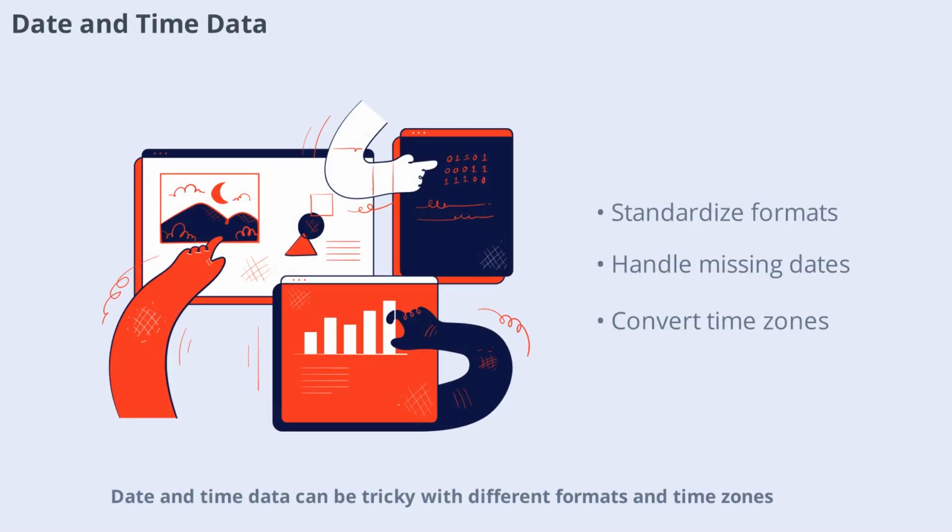Date and time data can be tricky with different formats and time zones. Cleaning this type of data involves standardizing formats, handling missing or ambiguous dates, and converting time zones if necessary. Accurate date and time data is crucial for time-based analysis and reporting.